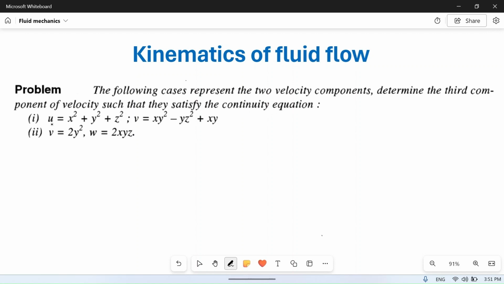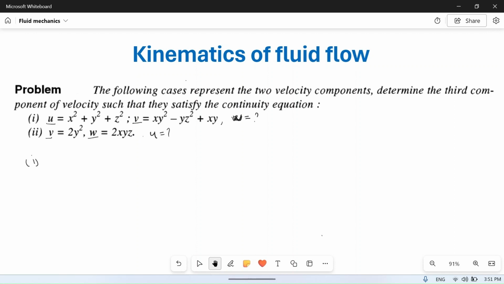Okay, so this is the first question, this is the second part. In these two parts we have been given three components. There are three components, u, v and w of velocity, and only two are given, u and v. Here also only v and w are given, so we have to find u. Sorry, and here u is not given, so we have to find u. So let's see the first problem first.